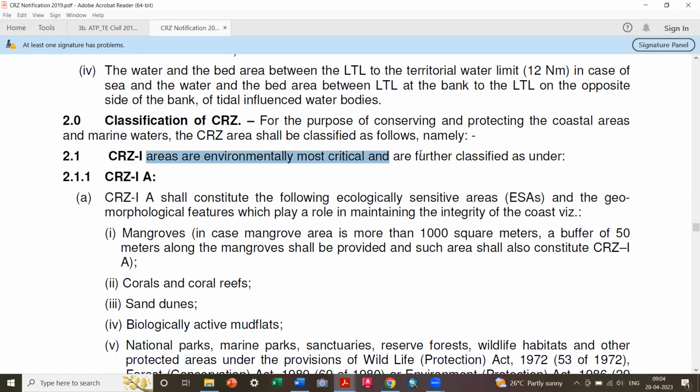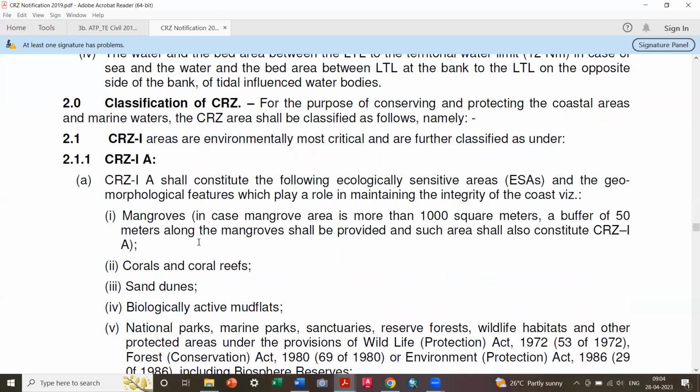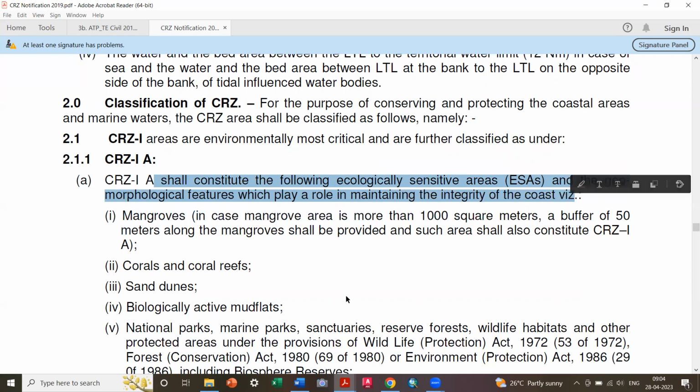Areas that are environmentally most critical and are further classified as under. CRZ 1A मध्ये काय आहे ते बघूयात. CRZ 1A shall constitute the following ecologically sensitive areas and the geomorphological features which play a role in maintaining the integrity of the coast.